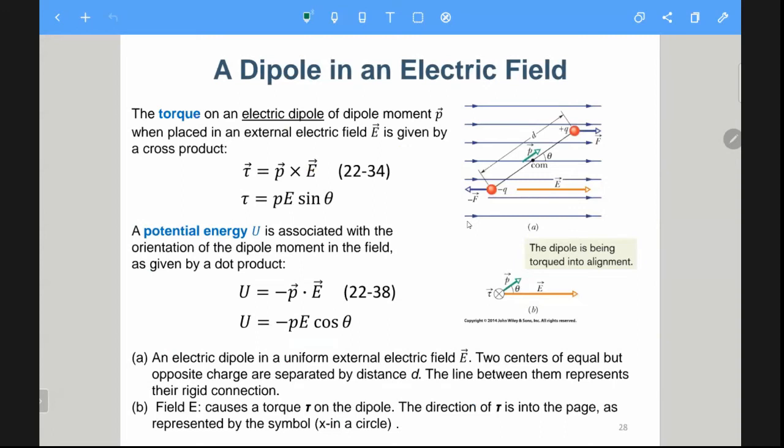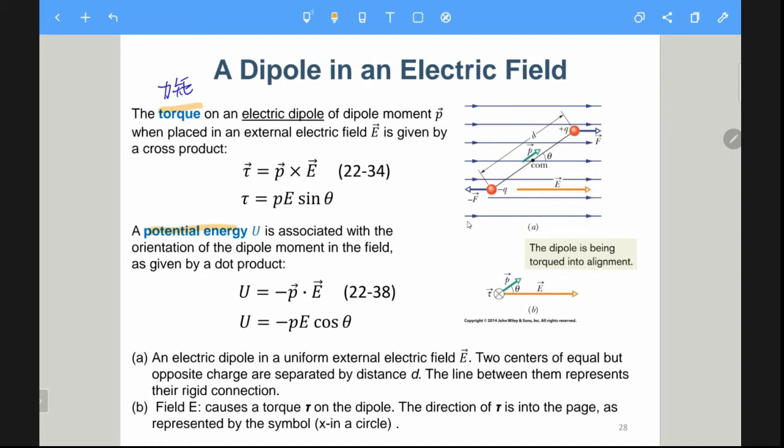As much as you have learned classical mechanics in physics 1 or high school physics, you know something called the torque. The torque in Chinese is called 力矩. And potential energy, 位能 or 势能. So it tells you about the torque for the electric dipole in a uniform electric field.